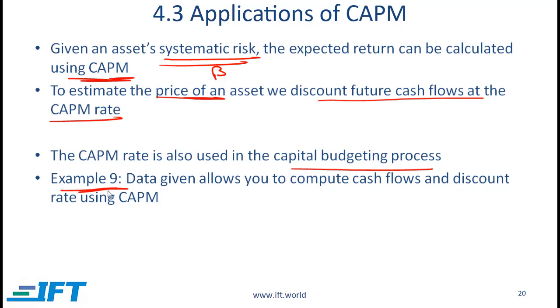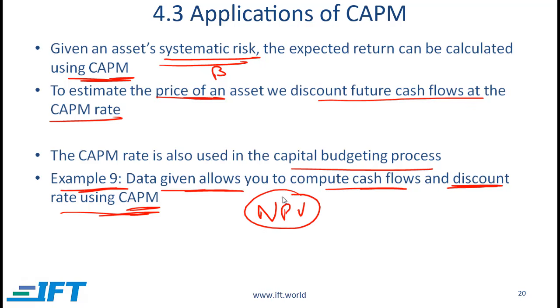If you have time, do example 9, where the data is given and it allows you to compute the cash flows for a project. You are also given the beta and other relevant data which allows you to compute CAPM or the CAPM rate, and then you use that rate on the cash flows to come up with a net present value. This is extremely straightforward, so I'm not doing calculations over here, but I would encourage you to go over the numbers in the curriculum.